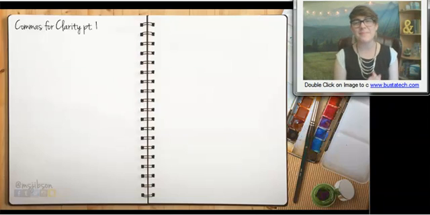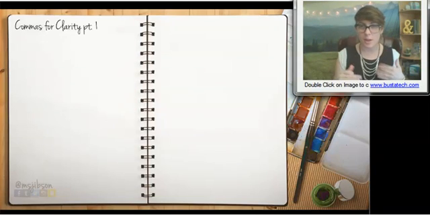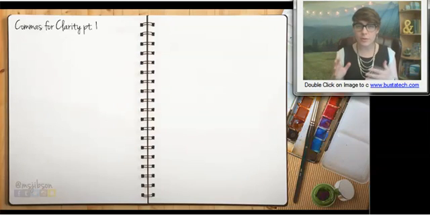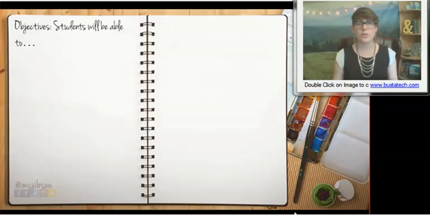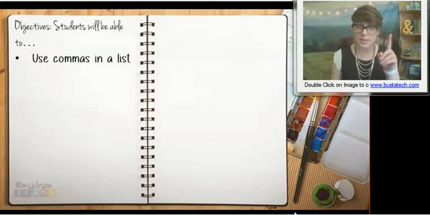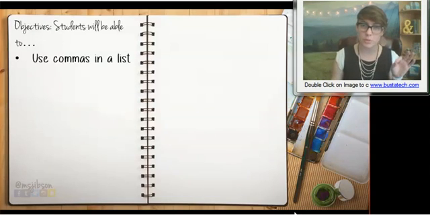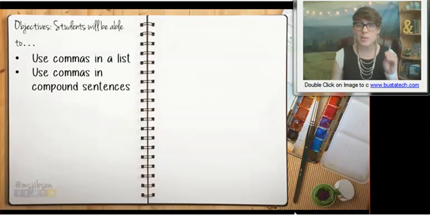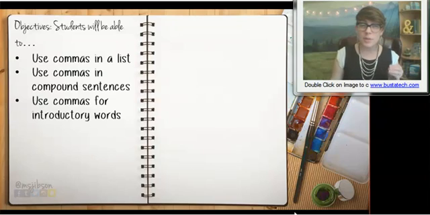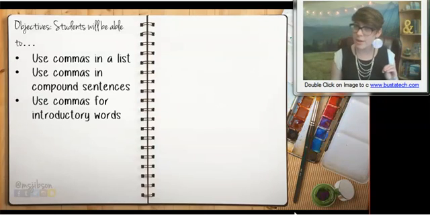Welcome to class today. Today we're going to be talking about commas. Some of this is going to be a review for you, and for some of you, you really struggle with this. Our objectives today: students will be able to use commas in a list. This one most of you have probably mastered. Use commas in compound sentences. We're going to talk about what those are. And use commas for introductory words, which there are a few different kinds that you're allowed to mess with.